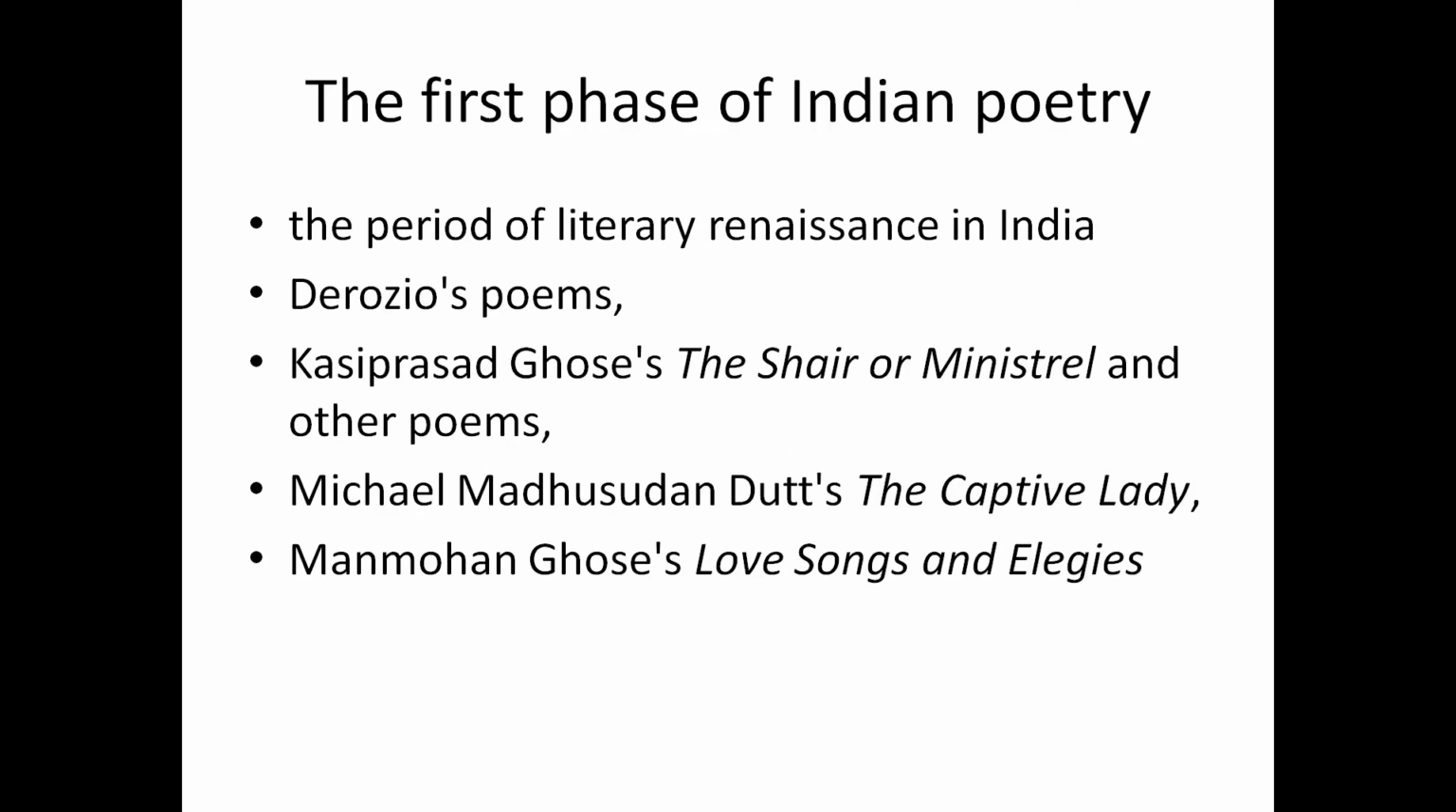The first phase of Indian poetry can be taken as the period of literary renaissance in India. Henry Derozio's poems can be taken as included in this category, and Kasi Prasad Ghosh's The Shair and Minstrel, Michael Madhusudan Dutt's The Captive Lady, and Manmohan Ghosh's Love Songs and Elegies. These are some of the important collections of poetry published in the first phase of Indian poetry.